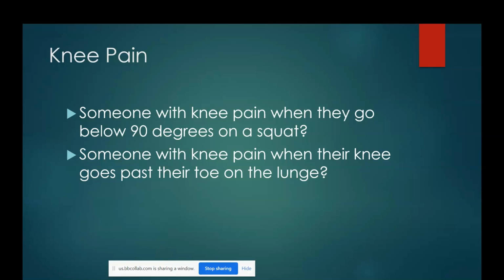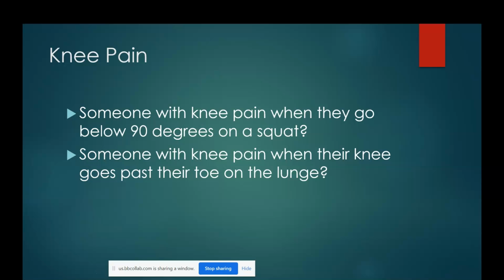All right, so now let's talk about training around knee pain. So here are just some examples of things. Let's say someone has knee pain when they go below 90 degrees on a squat. Well, what would you do? So one concept there is that we can control range of motion to make sure they're not going past that. So controlling range of motion is another way to modify these exercises.